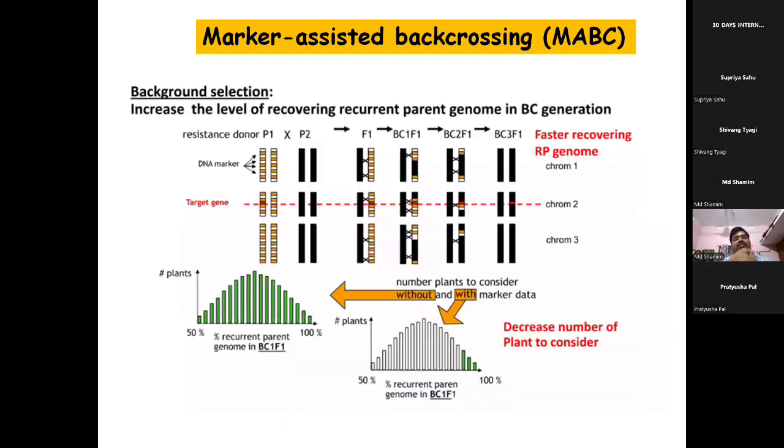This slide shows the background selection method of marker assisted backcrossing. P1 and P2 are crossed, and then F1, then we go for the backcrossing, and we select for recurrent parent recovery with the help of molecular markers.